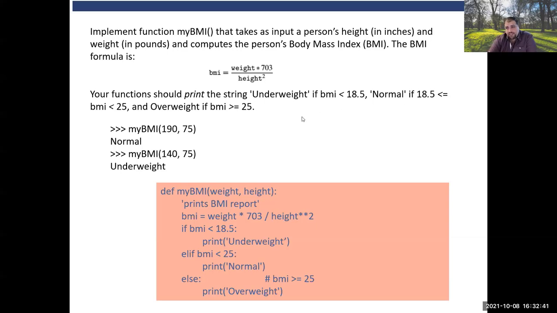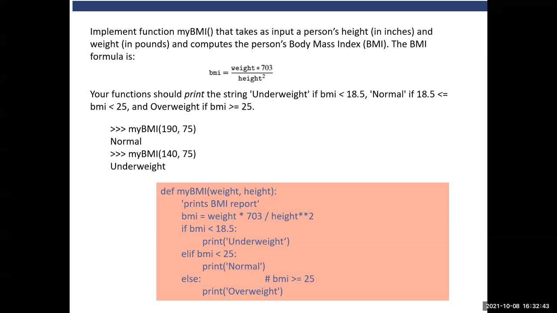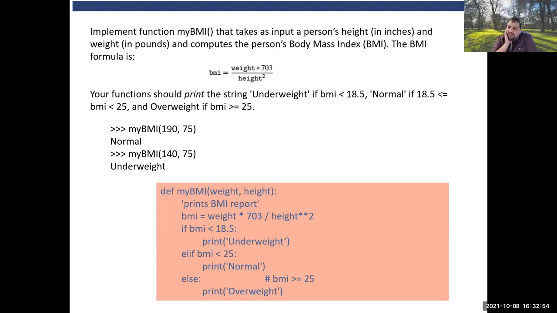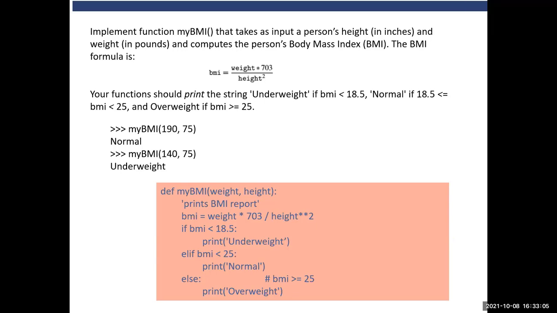What's the question, Vanessa? The beginning says the program takes an input, but it doesn't say that it asks the user to enter the height, like prompting. Okay, thank you. So the wording is different.